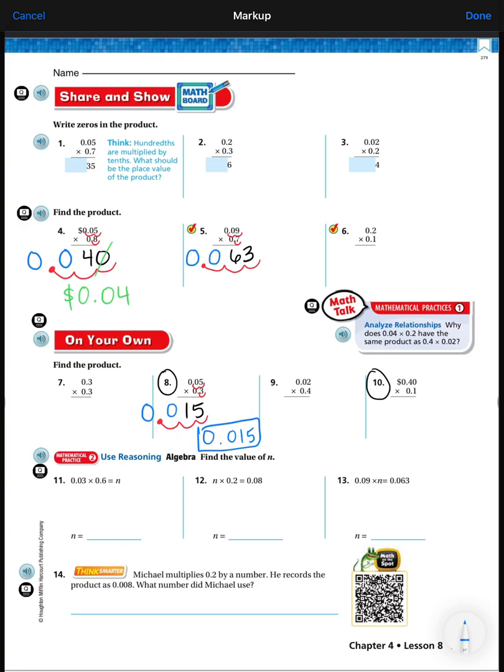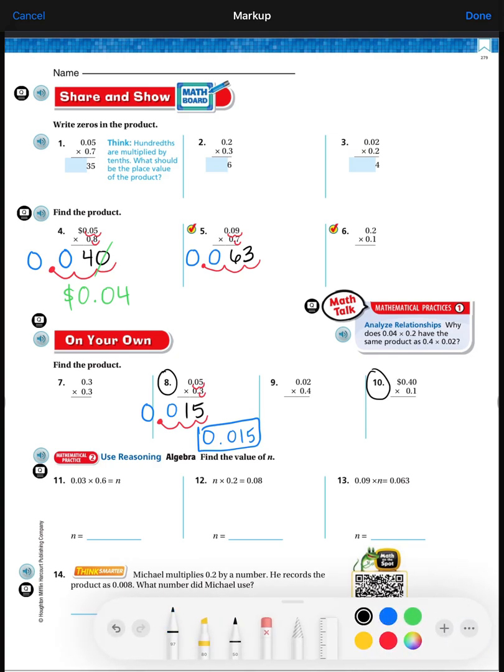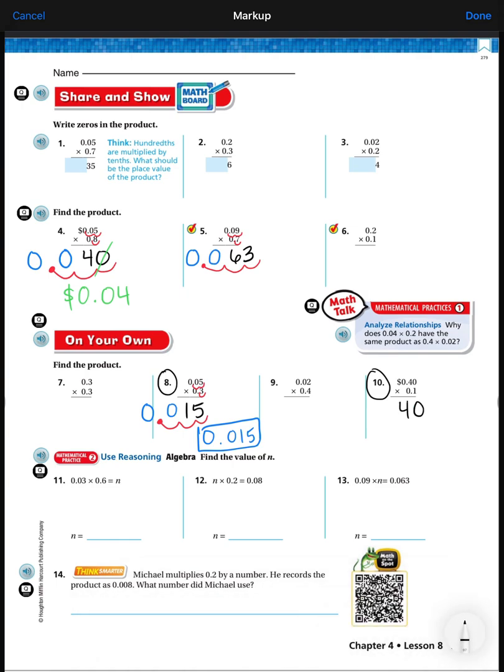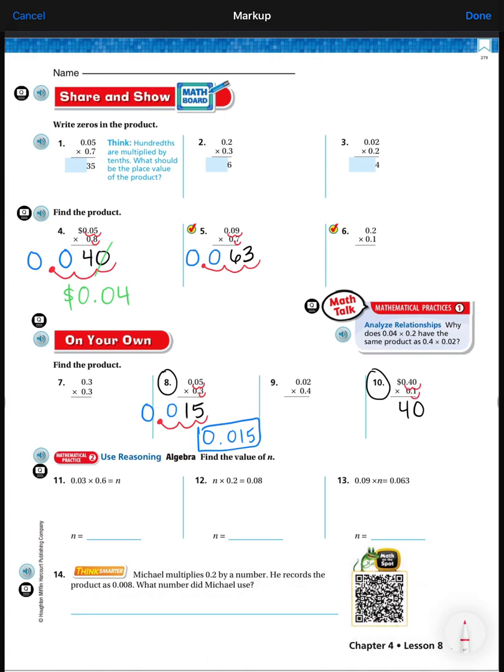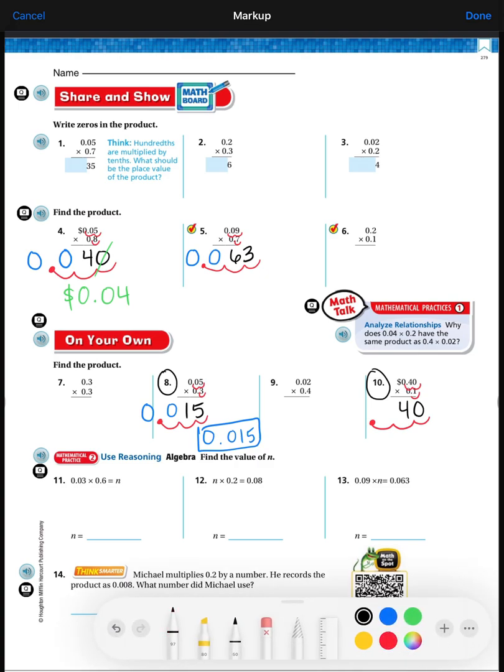Let's look at number 10. Here we have 1 and 4, or 40 really, right? 1 and 40. So let's write that down. 1 times 40 is just 40. We'll write it as 40, okay? Then we're going to move our decimal point 1, 2, 3 spots. Add that decimal point.